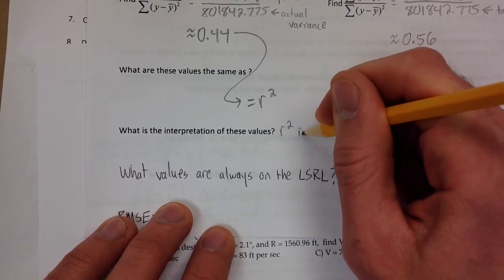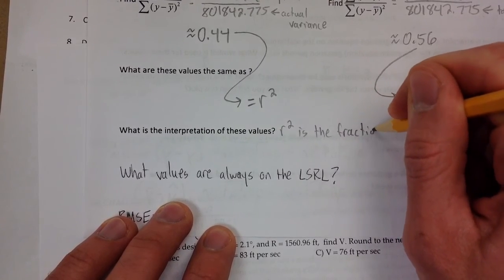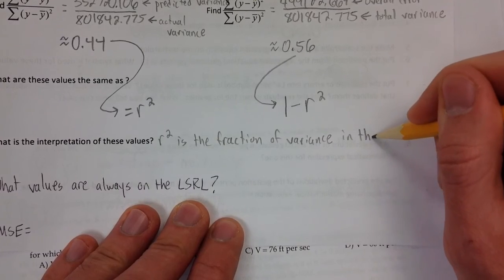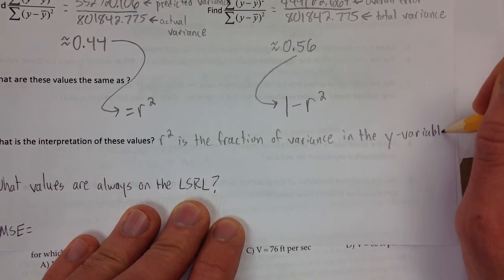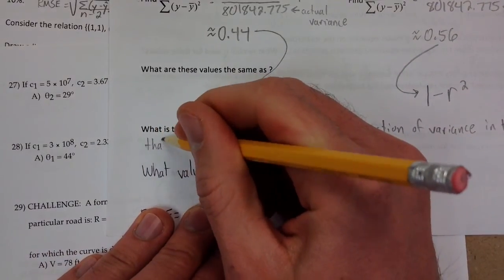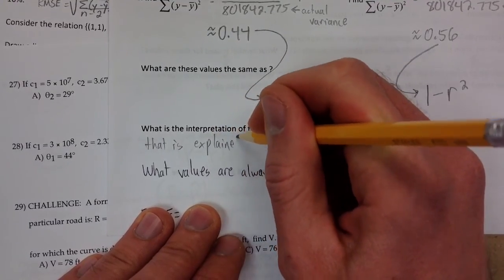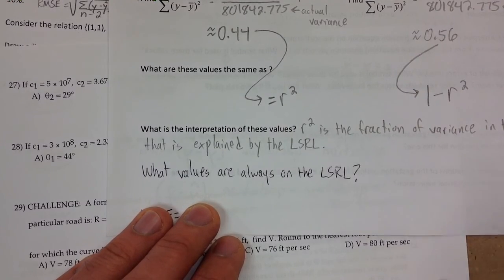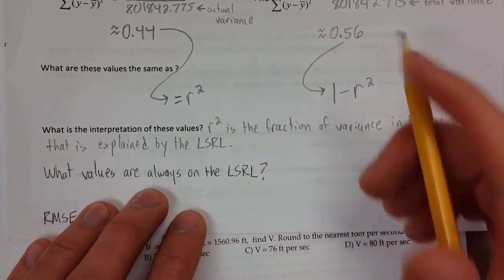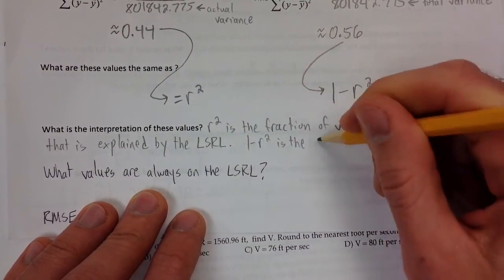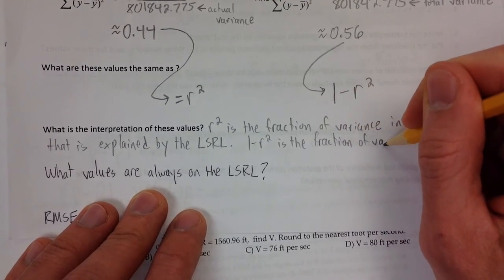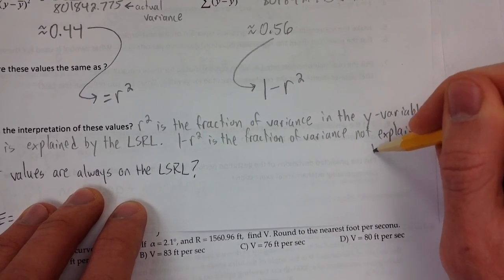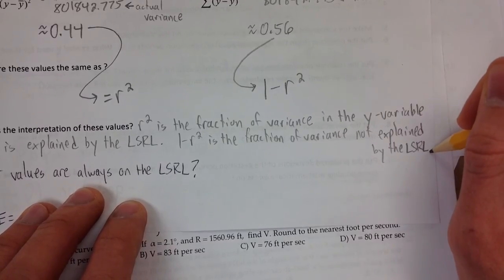So just to summarize, r squared is the fraction of variance in the y variable that is explained or predicted by the least squares regression line using whatever predictor variable you're using, in this case longevity. 1 minus r squared is the fraction of variance not explained by the LSRL. In other words, the fraction of variance that's made up of errors.